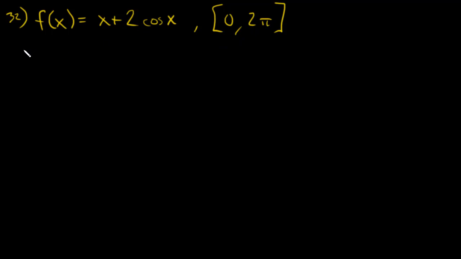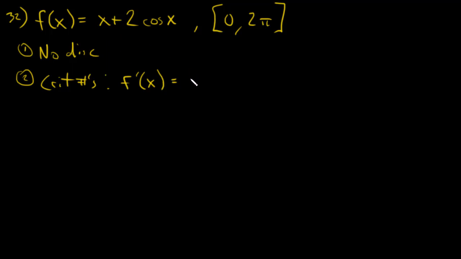First things first, are there any discontinuities? No, absolutely not. X is a polynomial, cosine x is always continuous, therefore continuous plus continuous is continuous, so no discontinuities. Okay, step 2. Well, we need to get our critical numbers. And these are going to take a little bit of thinking. They occur at f prime of x, so f prime of x is going to equal derivative of x is 1, derivative of 2 cosine x is going to be negative 2 sine x.